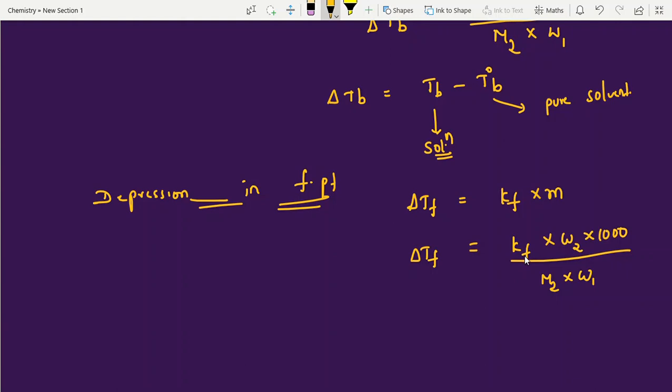KB is nothing but the molar elevation constant, the ebullioscopic constant. This is KF also, better to write. This is KB. KB I am writing here, ebullioscopic constant. Next, KF is nothing but the cryoscopic constant. Let me write the point, students. You also write down: cryoscopic constant.